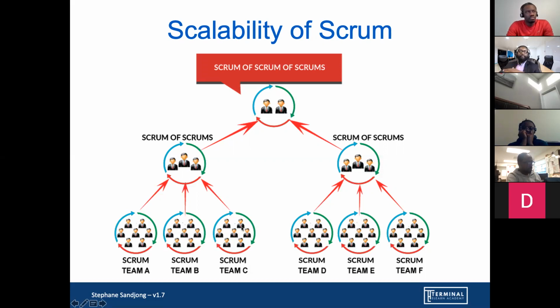So you can also have multiple teams, right, doing the Scrum of Scrum and sending one representative each to the Scrum of Scrum to gather information, provide feedback, and help manage dependencies, okay, for the whole project. Okay, does that make sense? Question? That's the final slide.